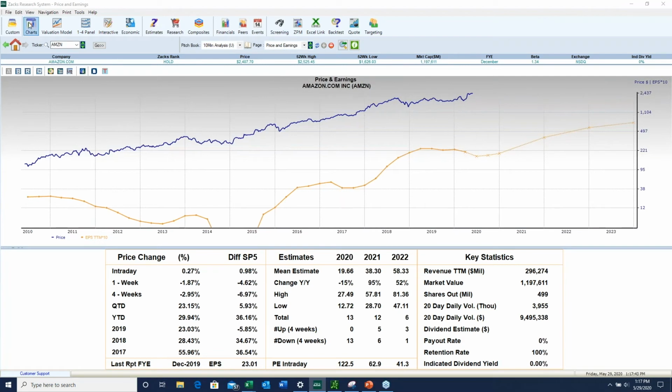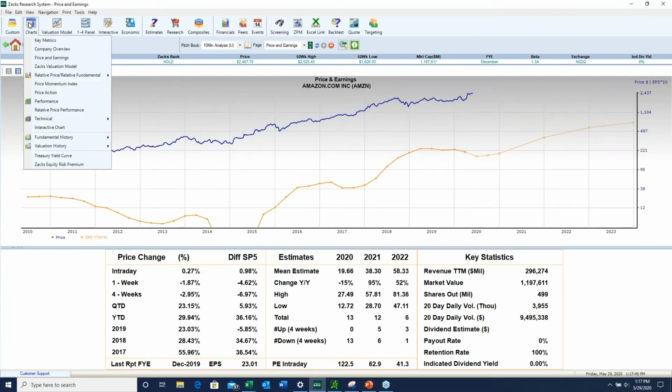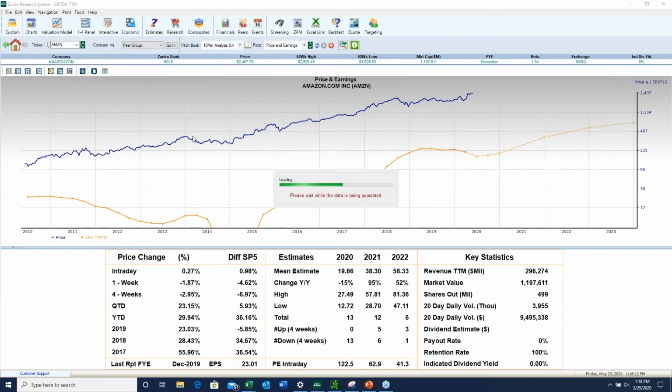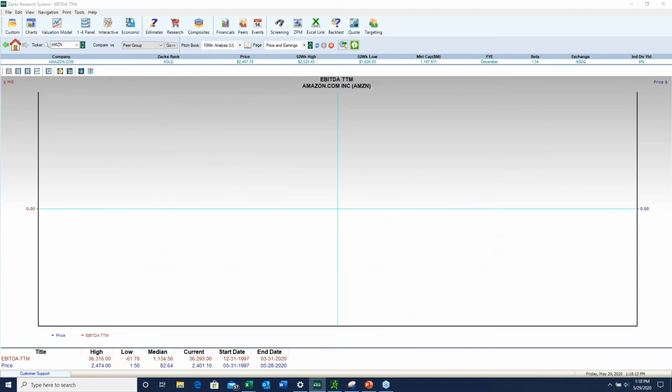But let's just take a look at what might be a better number. And I'm going to go in here into relative price, relative fundamentals. And in here we have an EBITDA chart, or we have a free cash flow chart. You can look at either one of these or all of these to really look at, okay, if earnings are not what the sell side or the buy side is paying attention to, then what is? Is it revenue growth? Is it EBIT? Is it EBITDA? And we'll just look at EBITDA for a second.